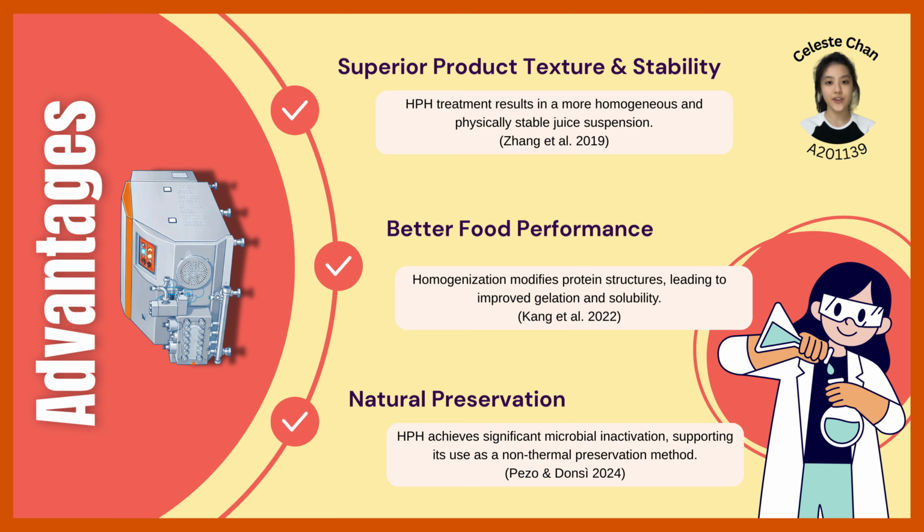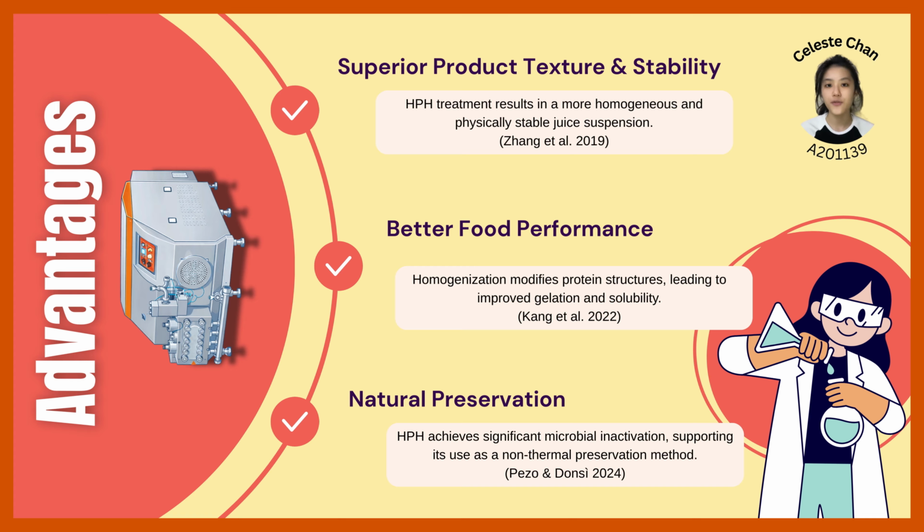For the advantages of high-pressure homogenization, HPH, it's for perfect texture and stability. HPH creates a uniform, smooth product that prevents separation. As shown in research, the key outcome is that HPH treatment results in a more homogeneous and physically stable suspension, which is critical for products like juices and sauces.